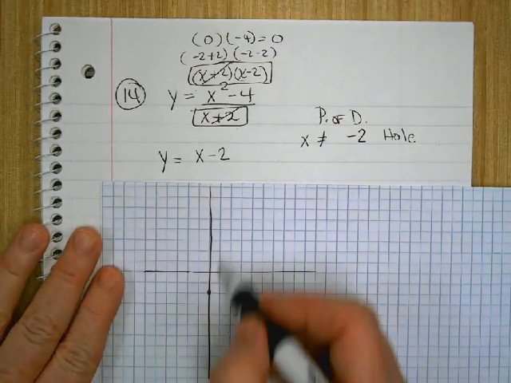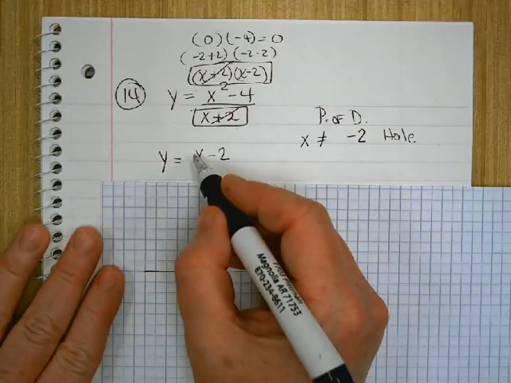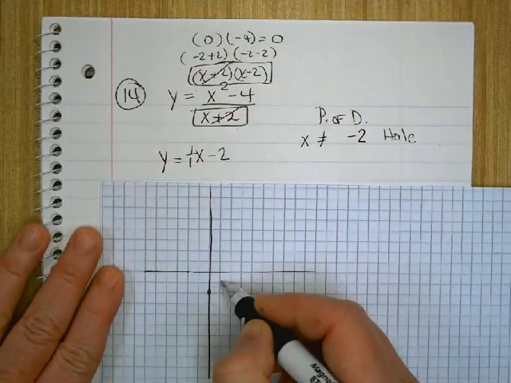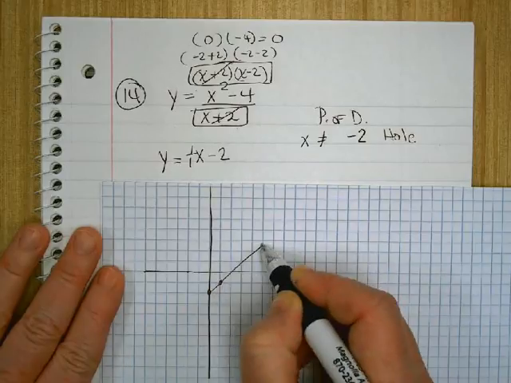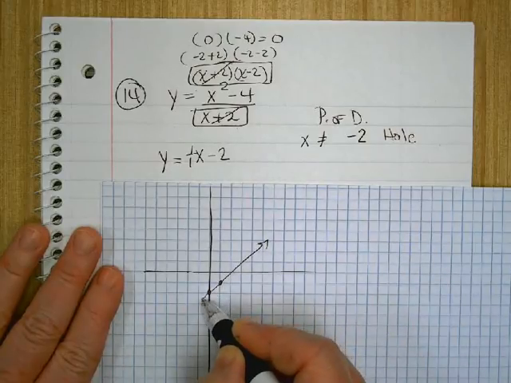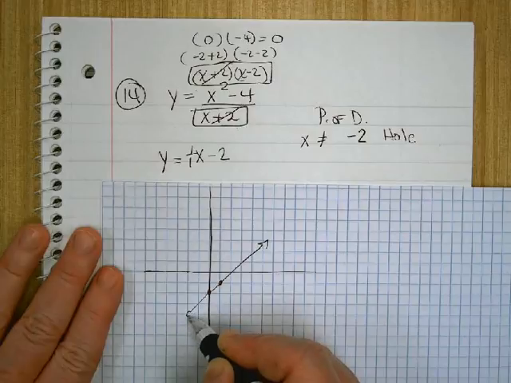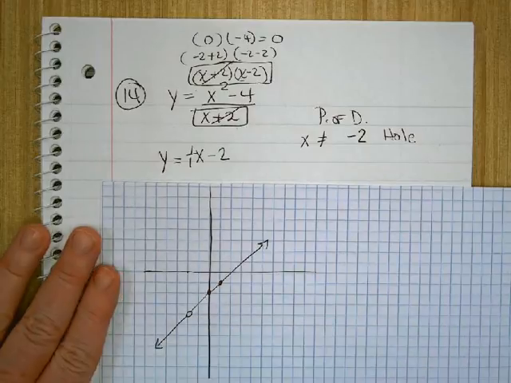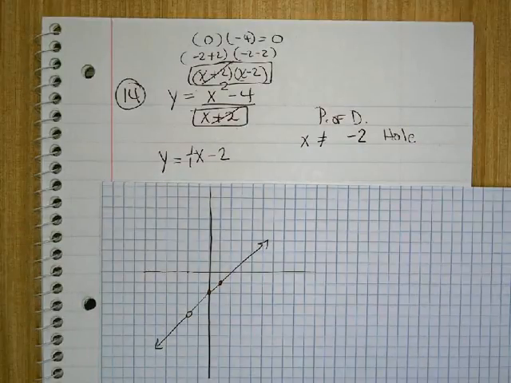Now, what's the slope of this line? So I'll go up 1 and over 1, and here's my line. And that's what it would look like. It would literally have a hole in it right there. Okay?